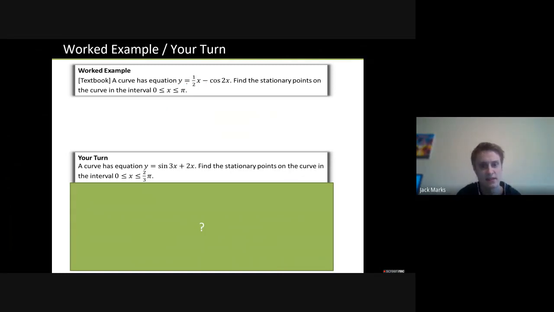So a curve has this equation. I don't know what it looks like, let's just pretend it looks something like this. Find the stationary points. Well, stationary points, and it does say points with an S, so there should be more than one. That's when the gradient is equal to 0. So I need to start with this function, and I need to differentiate it so that I can set it equal to 0.